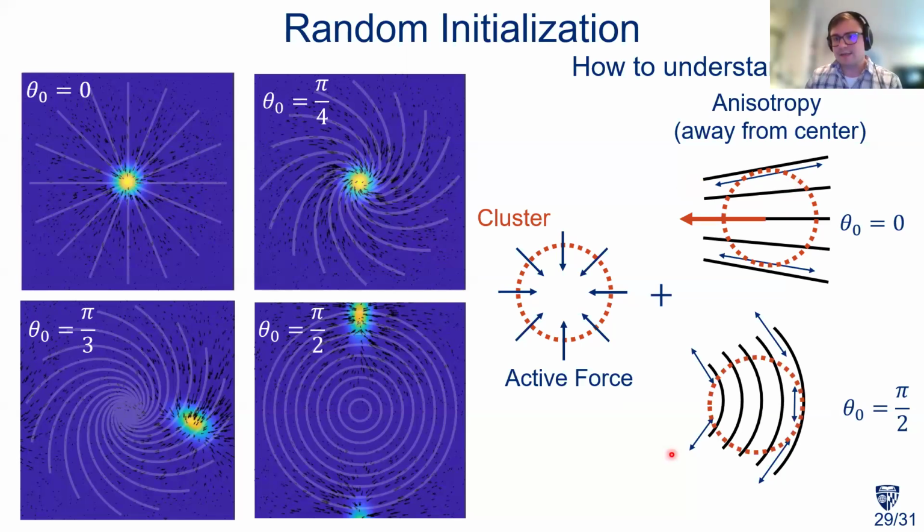The same analysis applies for theta naught equals pi over 2, but here it's exactly the opposite, right? On the left side, the active force is commensurate with the anisotropy, and so we'll get an overall motion outward. And this applies for all the angles in between 0 and pi over 2. You just continuously swing this arrow from inward to outward. And that's why if it's not at 0 or pi over 2, you can find this circular motion, right? And so we have a simple intuitive model for this.